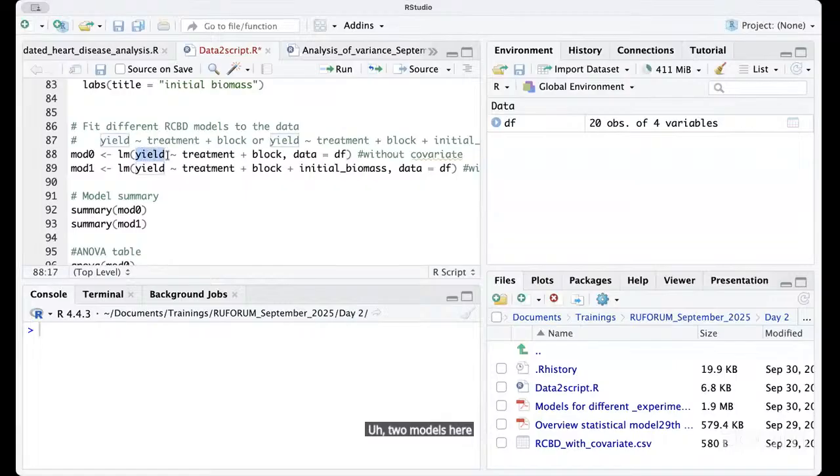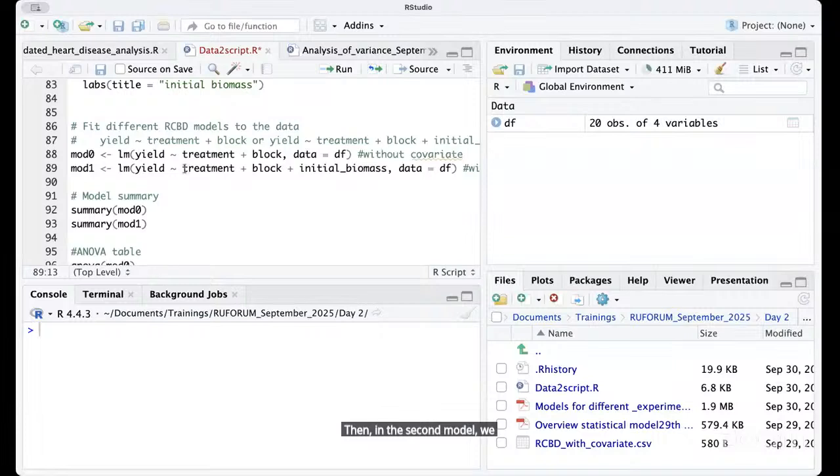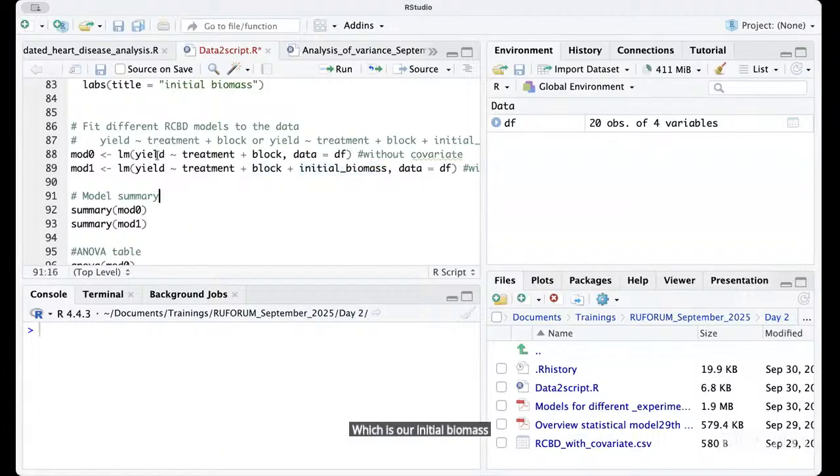Yesterday we looked at fitting 2 models here. We are fitting a model for yield explained by treatment and block. This is when we have not included the covariate in our model. Then in the second model, we are fitting yield with treatment, block, and also the covariate, which is our initial biomass. So we're going to run these 2 commands.